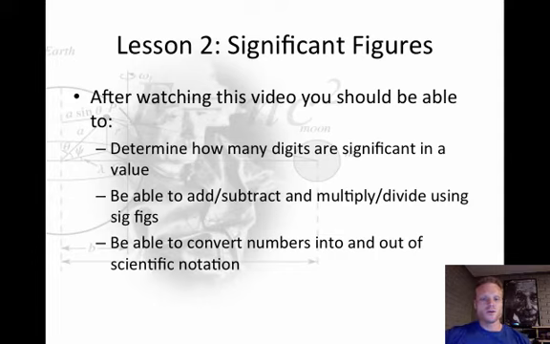In today's video, we'll be talking about significant figures. After watching this video, you should be able to determine how many digits are significant in a value, be able to add, subtract, multiply, and divide using sig figs, and we're going to talk a little bit about scientific notation, just a little refresher on that because I assume most of you are able to put numbers into and out of scientific notation, but it goes well with sig figs, so we'll throw that in this lesson also, little bonus.